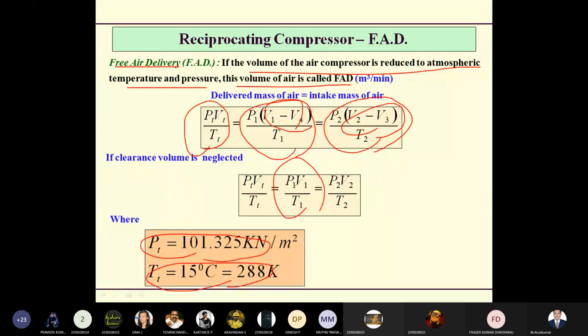Right. So P1 is 1.035 kg per meter square, that is for atmospheric pressure. Also, the temperature will be around 288 Kelvin. So that can be the system, and the compressor can give your free air delivery. This question will be asked for 2 marks.